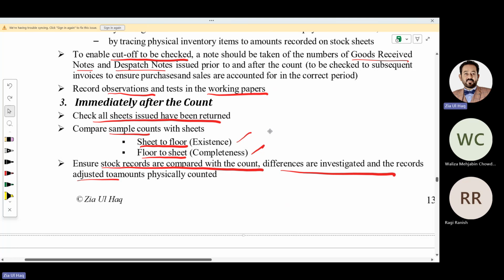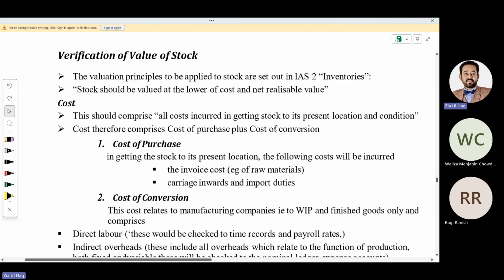Now we are moving towards how we can verify value of inventory. How we can verify value of inventories. To verify value of inventories, we need to make sure whether inventory is recorded at lower of cost and NRV per IAS 2 or not. And for that, first we need to verify cost. Then we need to verify NRV. And then we will be able to see whether inventory is recorded on this amount or this amount.